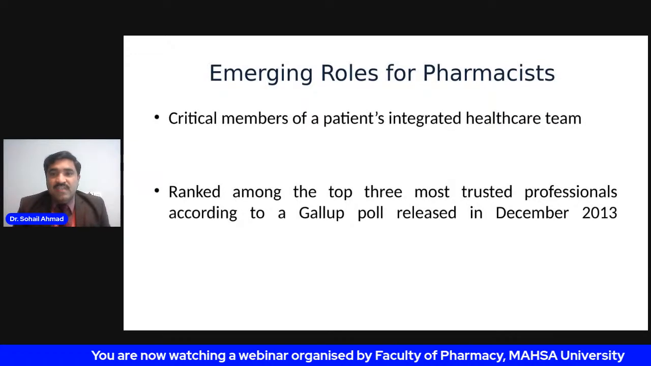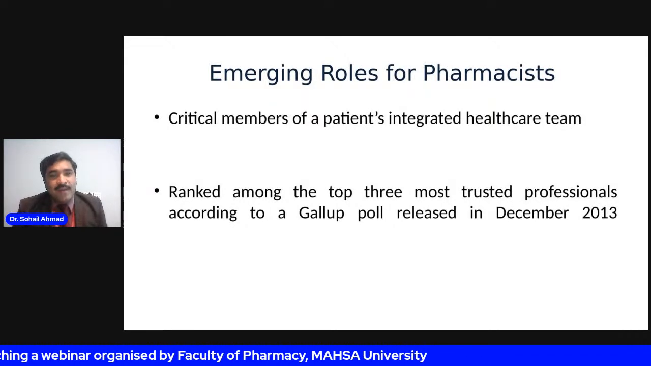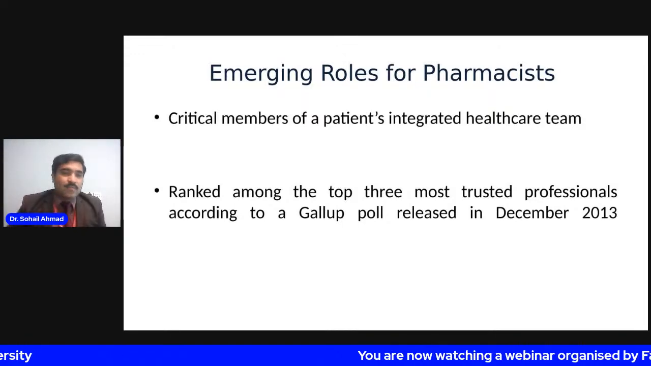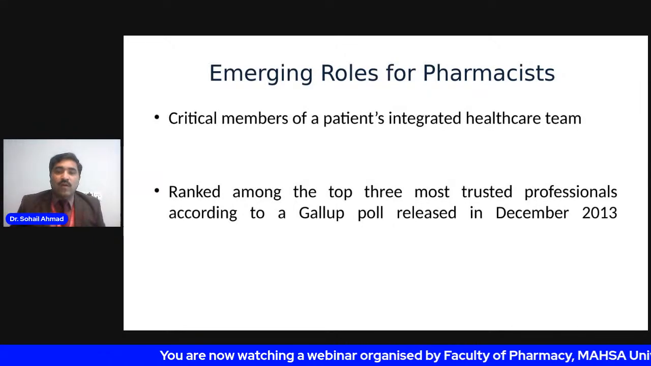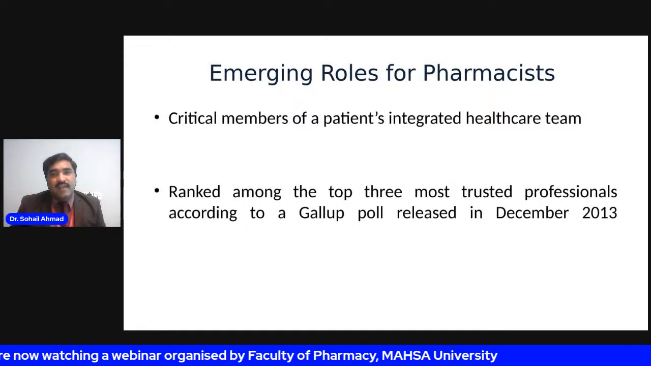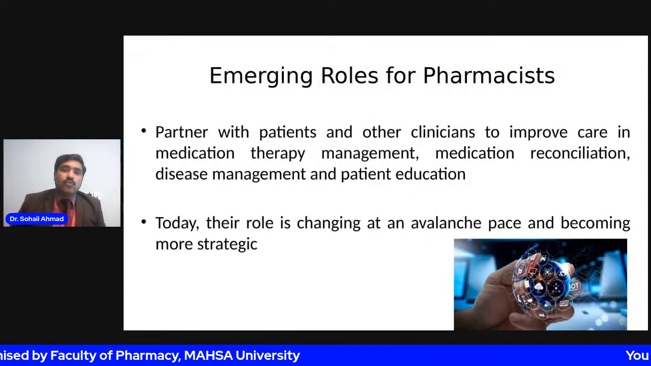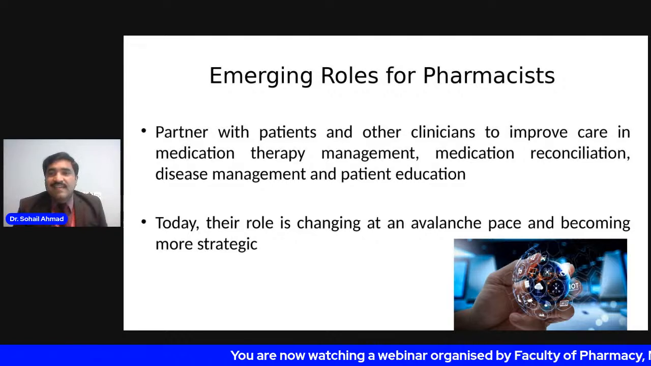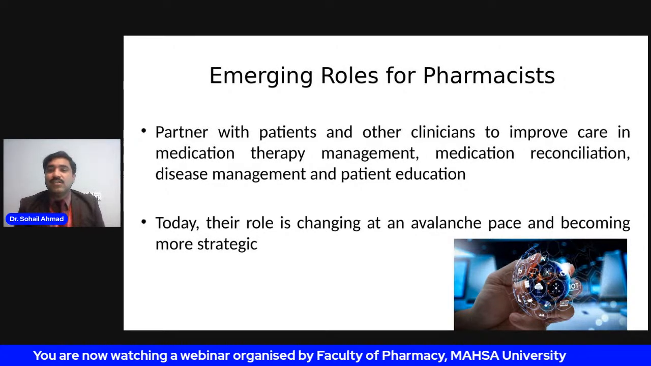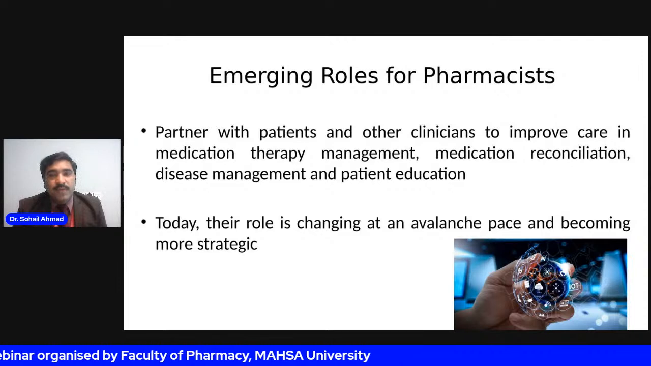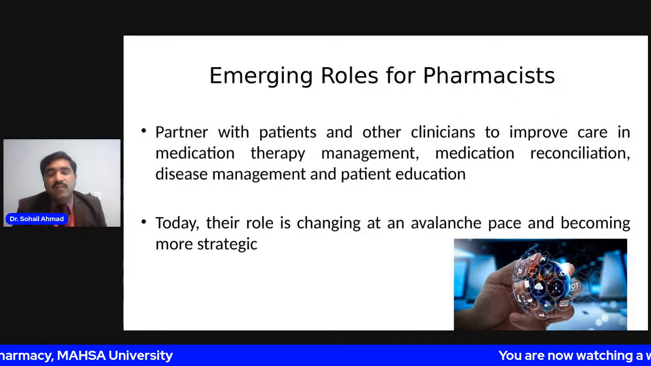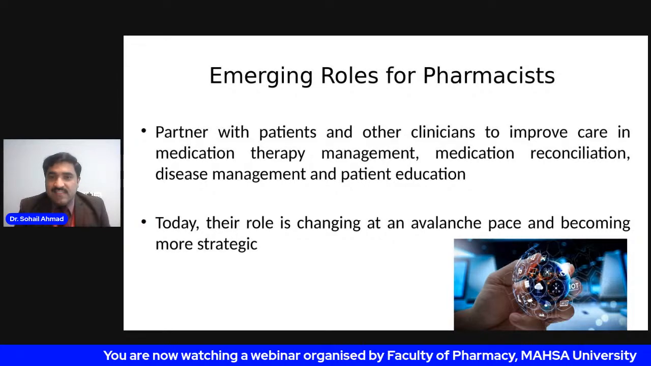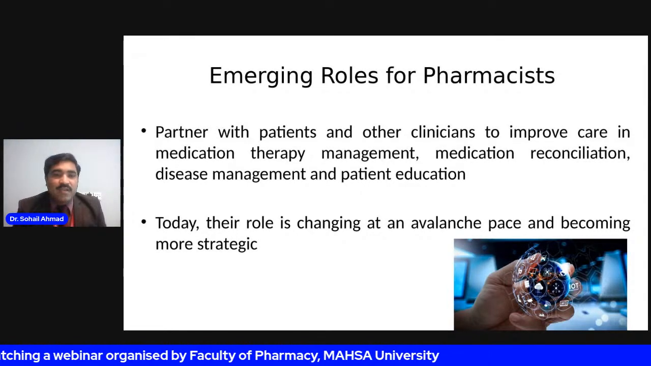Pharmacist is a critical member of the patient's integrated healthcare team, and we always take pride that we ranked among the top three most trusted professions according to Gallup's poll released in December 2023. So, pharmacists are one of the most reliable healthcare providers that is easily accessible and can contribute to improve the clinical and humanistic outcomes for the patient. So, pharmacists partner with patients and other clinicians to improve medication therapy management, medication reconciliation, where the pharmacists compare the patient's medication order with all the drugs that the patient has been taking, disease management and patient education. So today, their role is changing at avalanche pace and becoming more strategic.